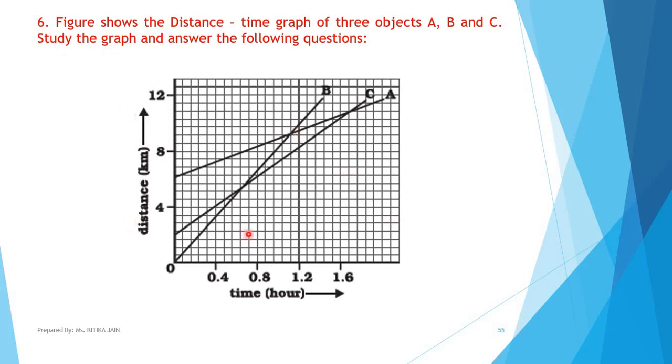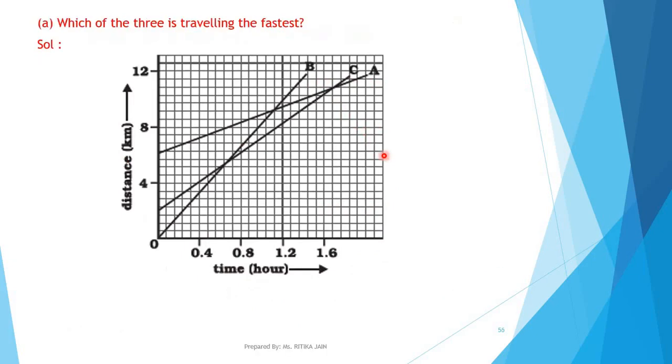In this type of question, children, you are given a graph like this. This graph gives us a relationship between distance and time for 3 objects, A, B and C. Now, the first question based on the graph is which of the 3 is traveling the fastest. So in this question you have to calculate which object has the maximum speed.